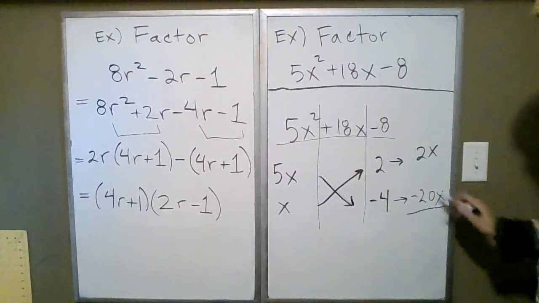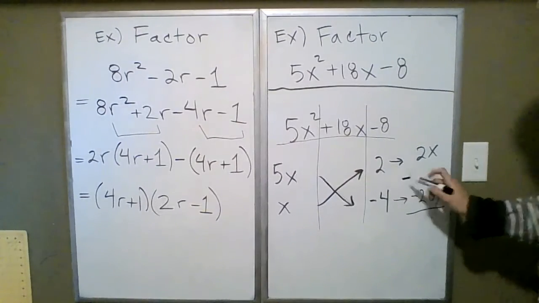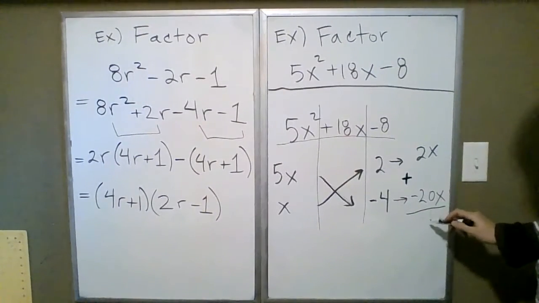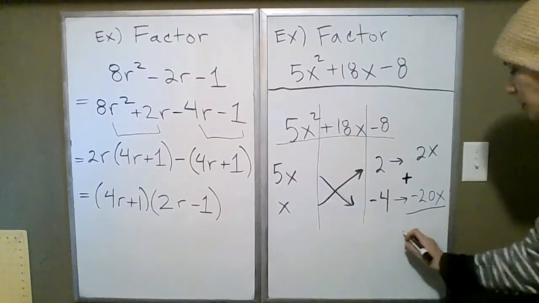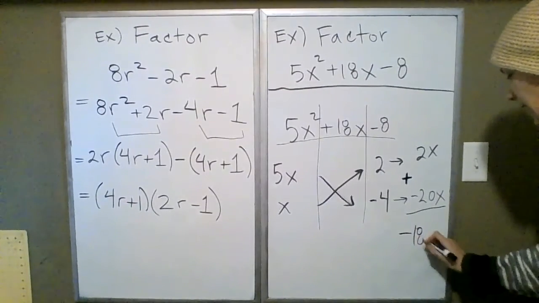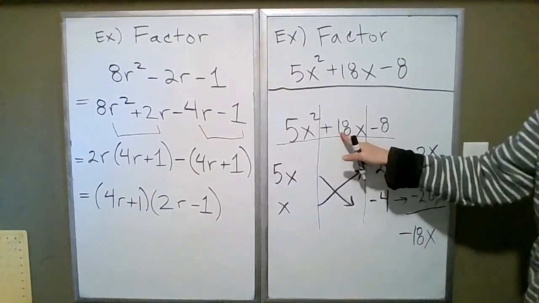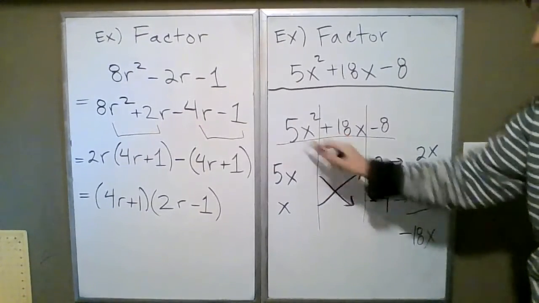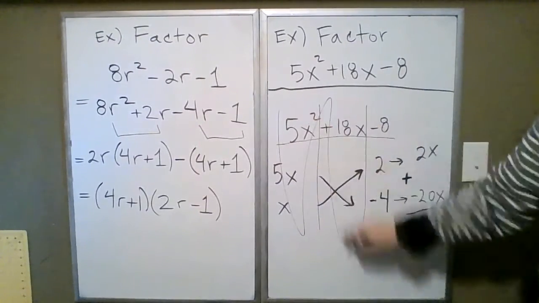And then you take the ends and add them together. This adds to -18x. So I'm close, but not quite there. I need to have positive 18x to know that I've gotten the correct factors. So we just have to scratch this out and try again.